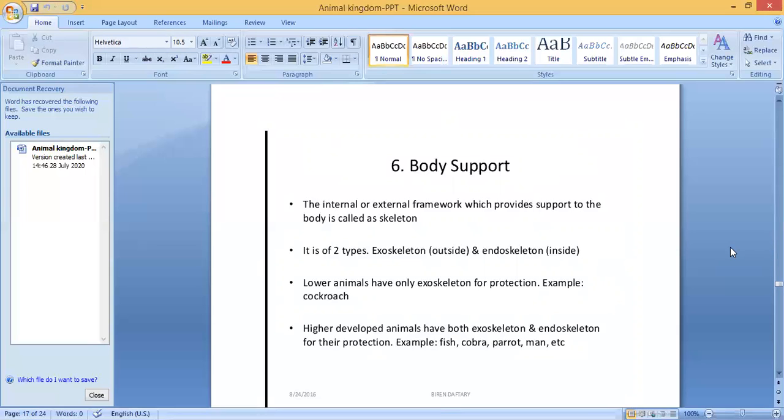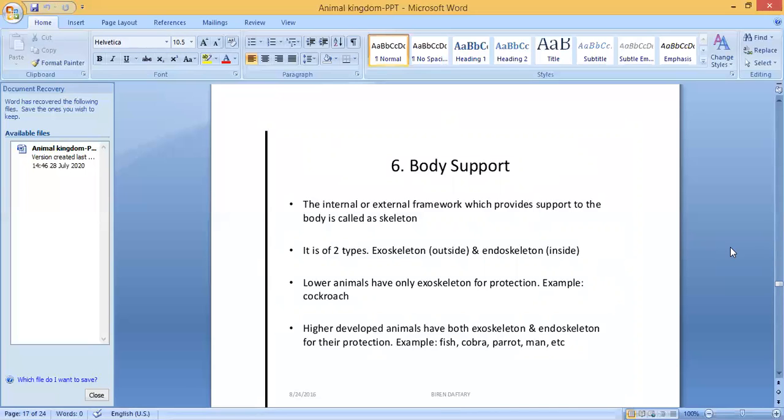Skeleton is of two types, exoskeleton and endoskeleton. Exoskeleton means it is present outside. Endoskeleton means it is present inside. Lower animals have only exoskeleton for protection. Example, cockroach. Inside the cockroach's body there is no skeleton, it is present outside, so it is known as exoskeleton. Clear?